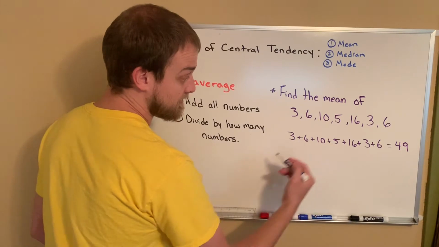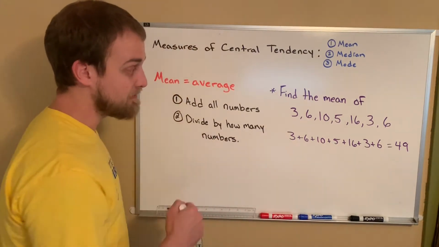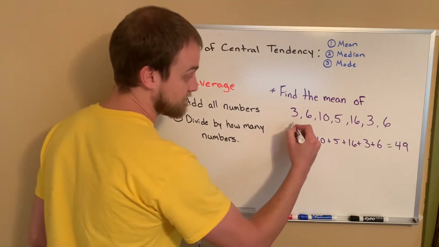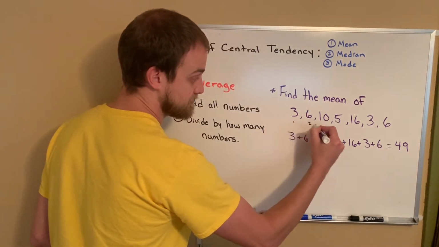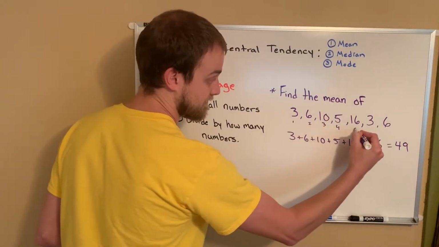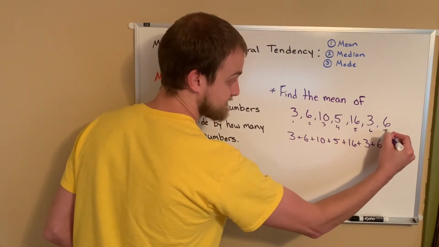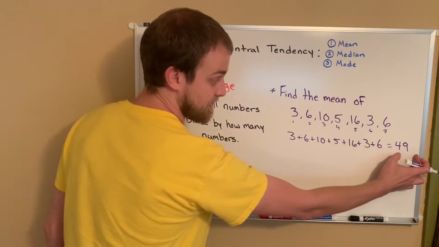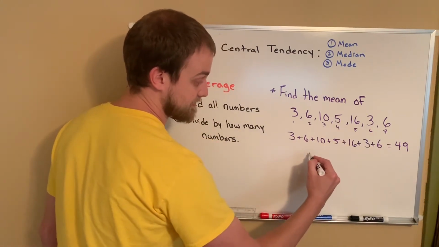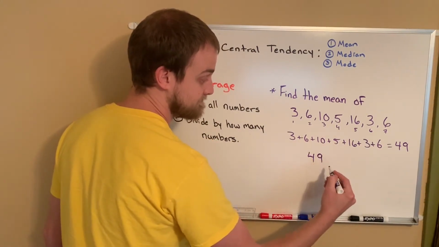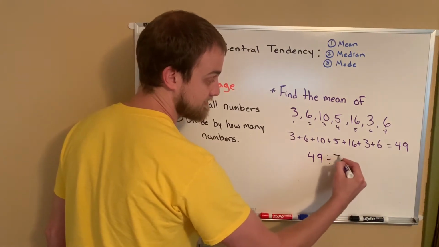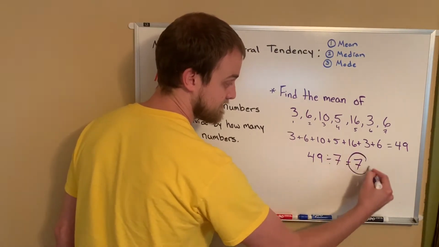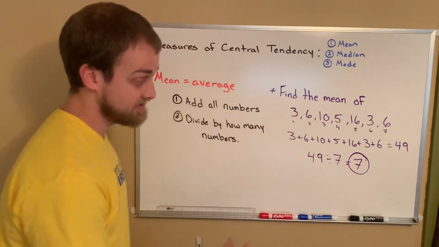Okay. Now, second step is we want to divide by how many numbers there are. And this can be different. So what we have to do is go back through and count. We have 1, 2, 3, 4, 5, 6, 7 numbers. So what I want to do is take my sum and divide by how many numbers there are. 49 divided by 7 numbers. The mean of this data set is 7.